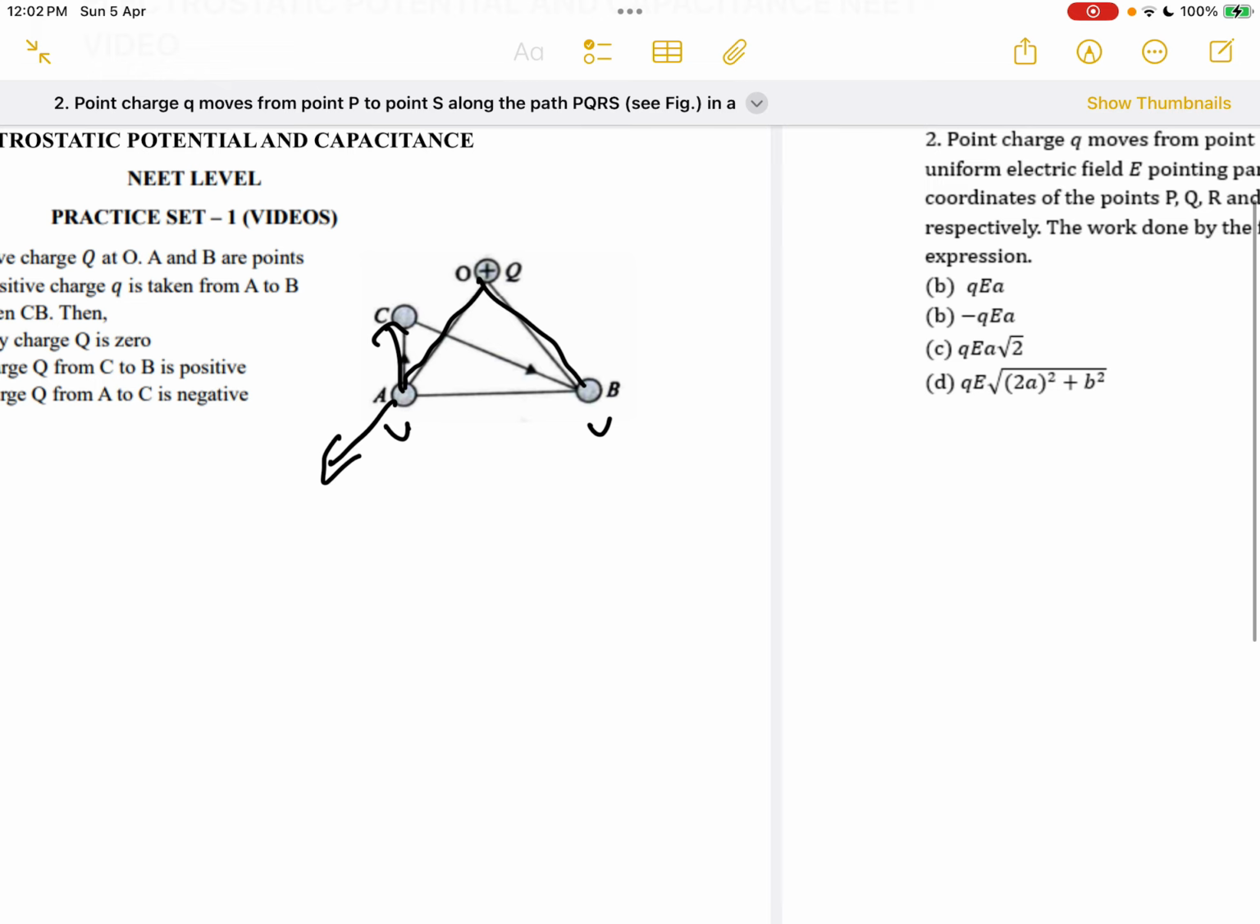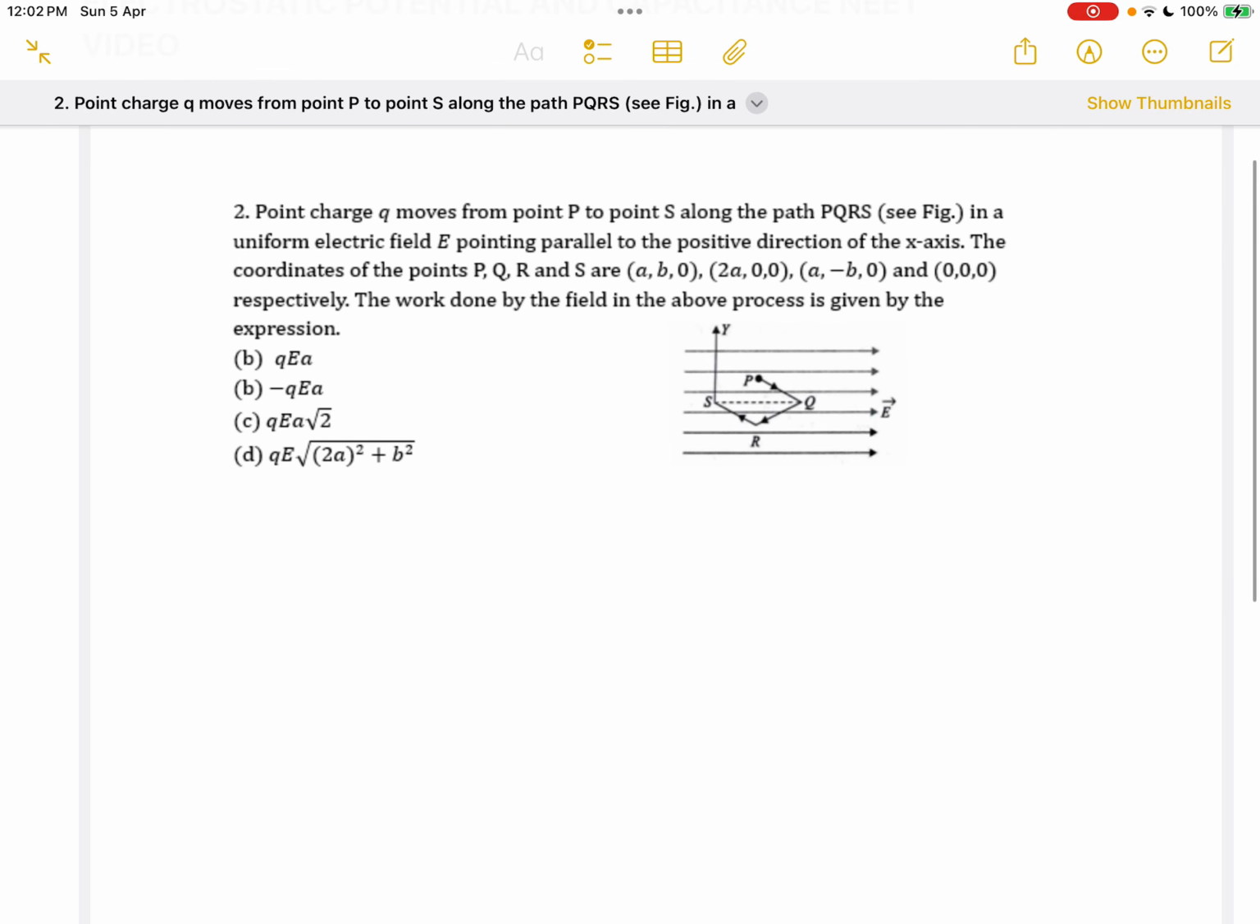Let's go further. Let's talk about the second question. A point charge Q moves from point P to point S along path PQRS in a uniform electric field E pointing parallel to the positive direction of x-axis. The coordinates of PQRS are given, and S is basically the origin. The work done by the field in the above process is given by.